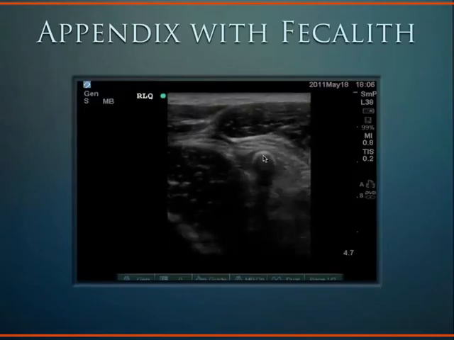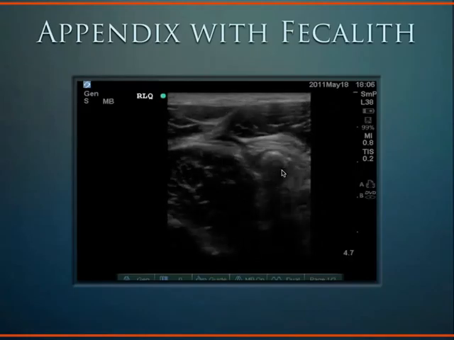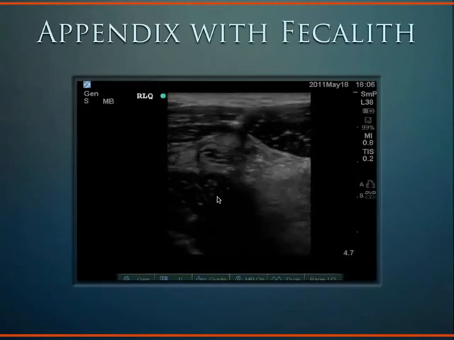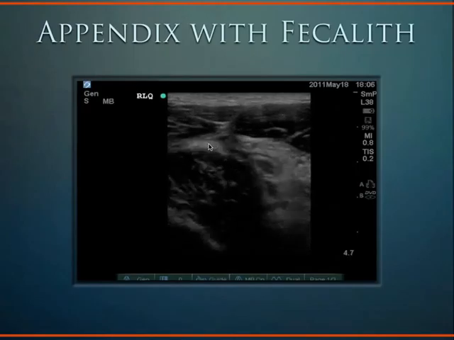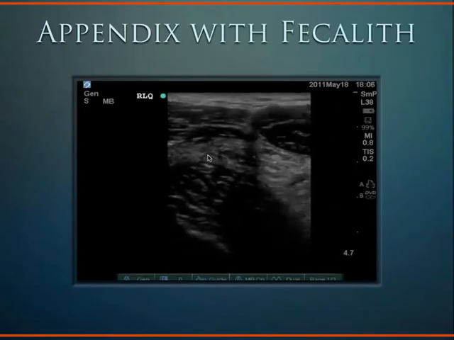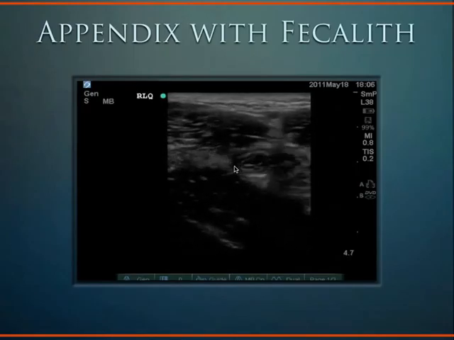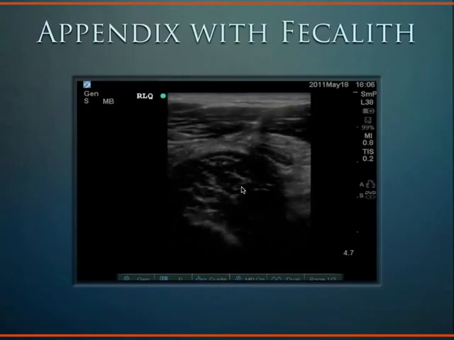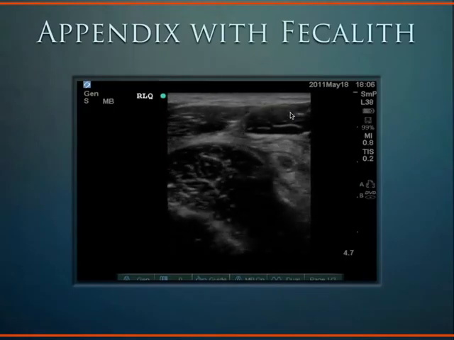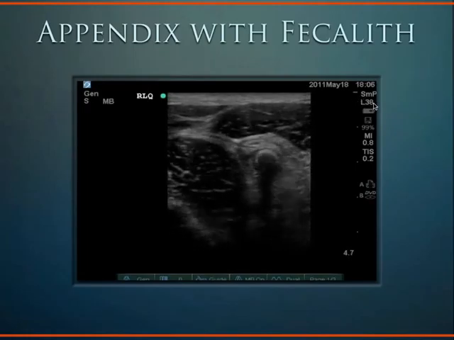There's another example here of a person's appendix that's inflamed. This is psoas muscle seen over here. We're kind of moving it, fanning through the appendix as it goes lateral to medial here. This is psoas, abdominal wall musculature. Notice in all these cases we're using that linear transducer.